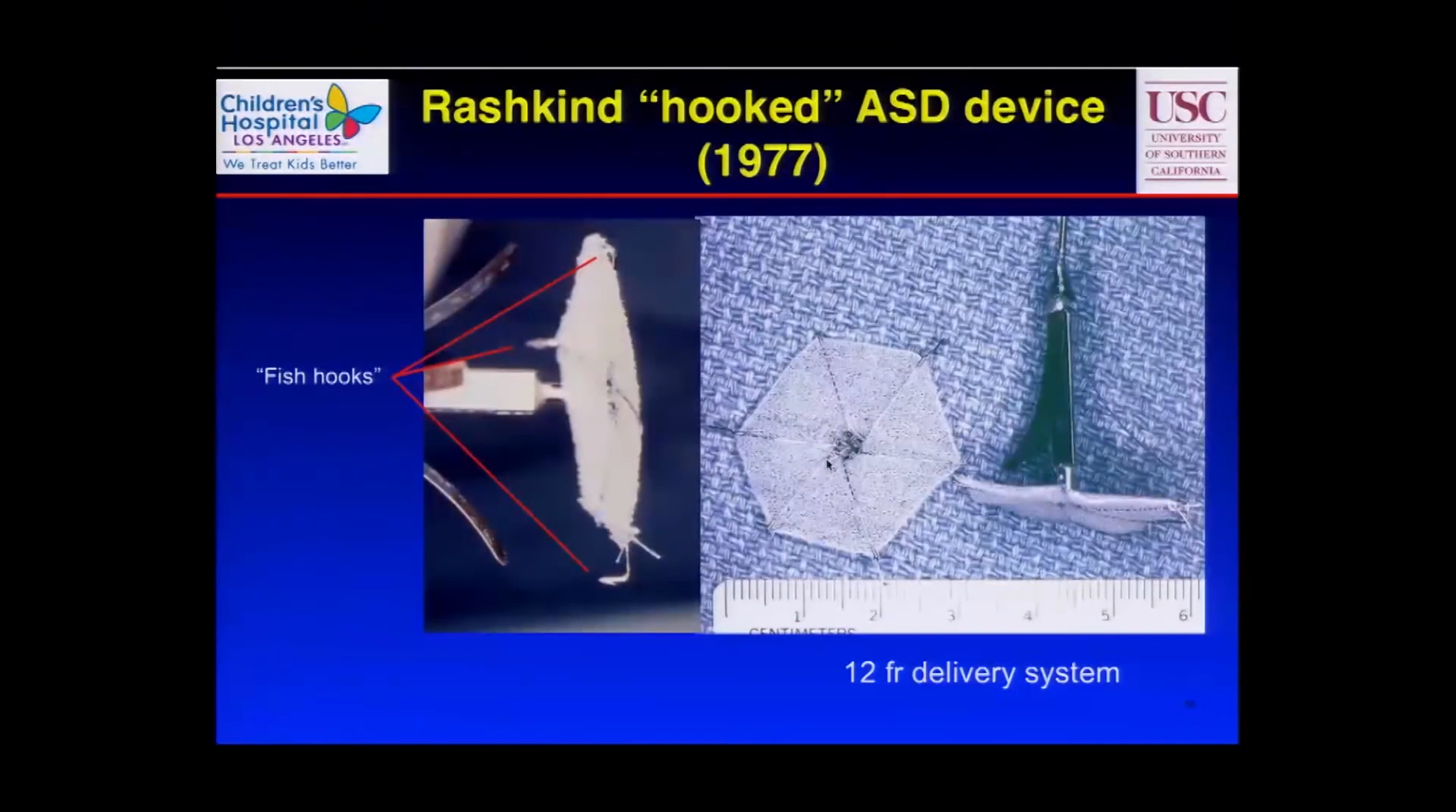Rashkind has the hook ASD device in 1977. See these little hooks here? They basically hook onto the septum. The good thing is that it can keep it very secure. The bad thing is that if you're in the wrong place, you can't easily remove it. So that becomes a problem. It went through a 12 French delivery system here.